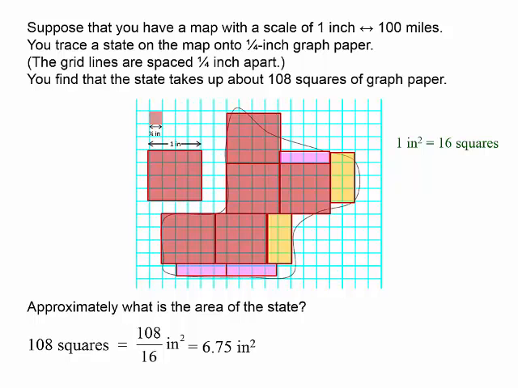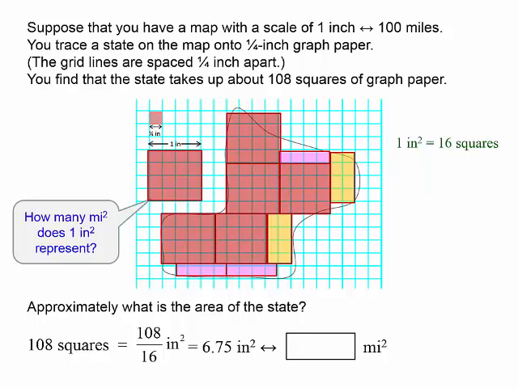6 3/4 square inches. The next step is to find the actual size in square miles that corresponds to 6.75 inch square. Now, what should we do? First, we need to find the relationship between 1 square mile and 1 square inch. We know that 1 inch corresponds to 100 miles. So, 1 inch by 1 inch represents 100 miles times 100 miles. So now, we know that 1 inch square represents 10,000 miles square.